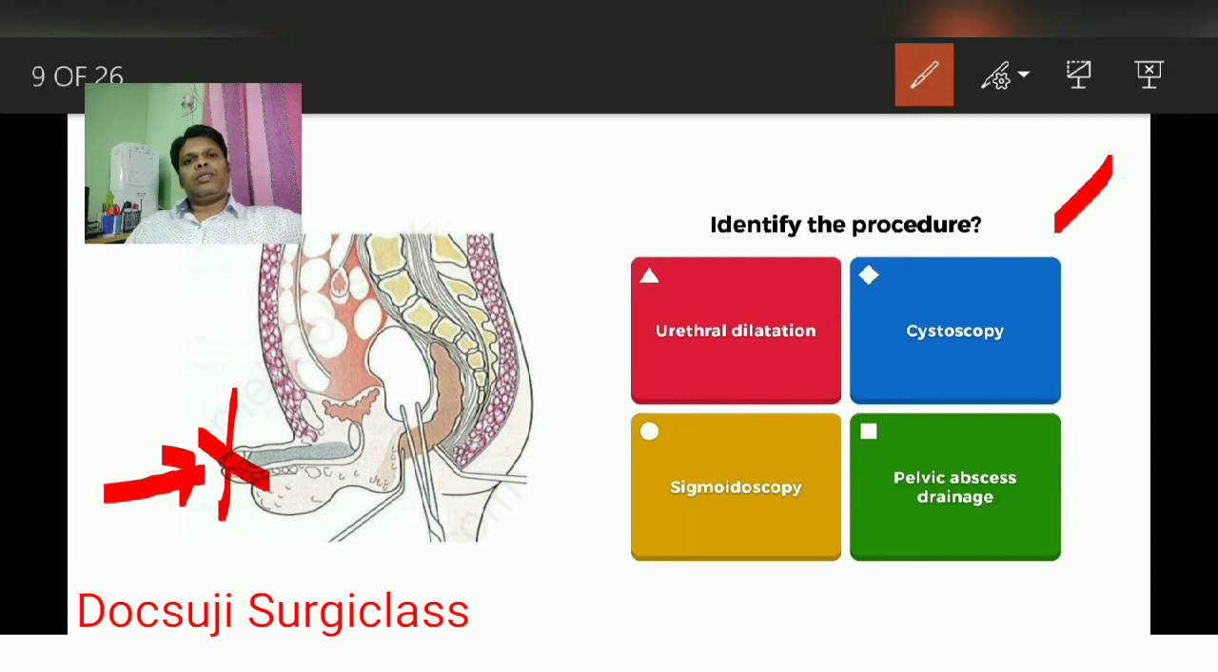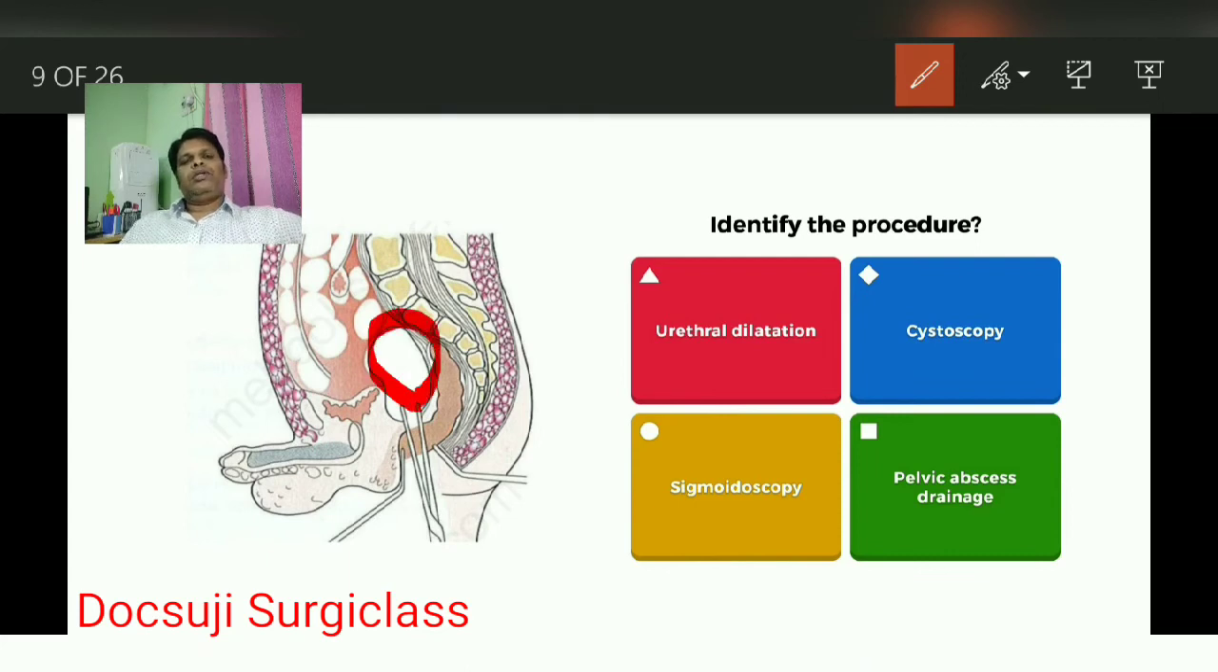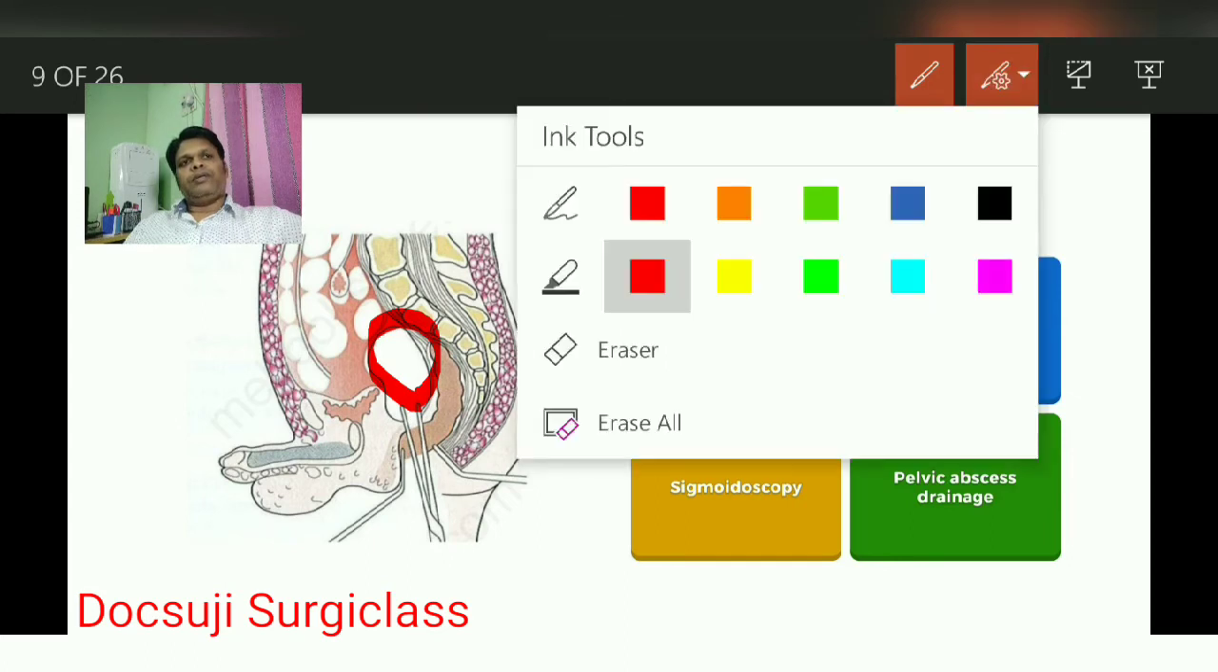And cystoscopy, which is nothing but visualization of the urinary bladder. Again, you have to put the cystoscope through the urethra only. There also nothing is there. Then the third one is sigmoidoscopy, which is visualization of the sigmoid colon through the anal canal and rectum and then into the sigmoid colon. You have to enter and see. So these 3 options are ruled out. The remaining one is the pelvic abscess drainage. What you are seeing is the pelvic abscess, and the pelvic abscess is drained rectally. So that is the procedure given here.